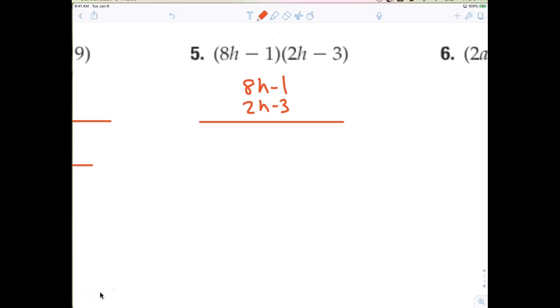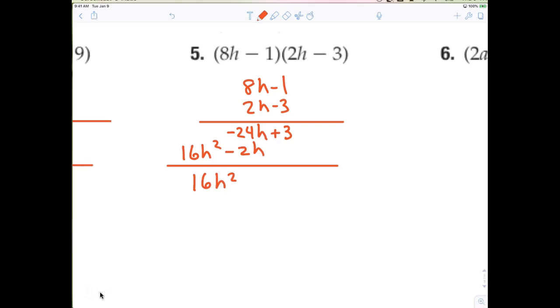Okay. You should be able to tell me that's a positive 3. Negative 24h. Negative 2h. 16h squared. How did you get 16h squared? 2h times 8h. Any questions? Any questions?